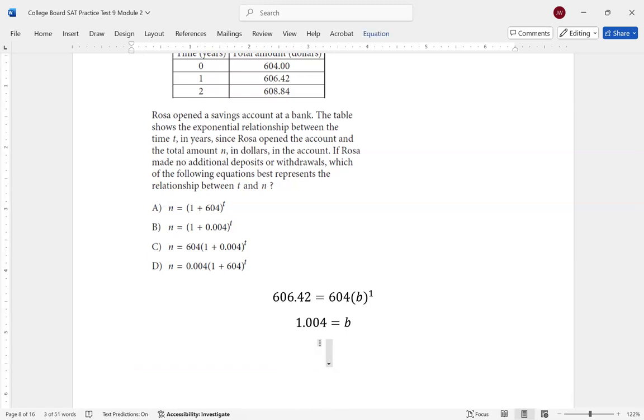So that's what we end up with. That means our equation is going to look like n equals 604 times 1.004 raised to the tth power. And that's option C. So option C is the answer to question 11.